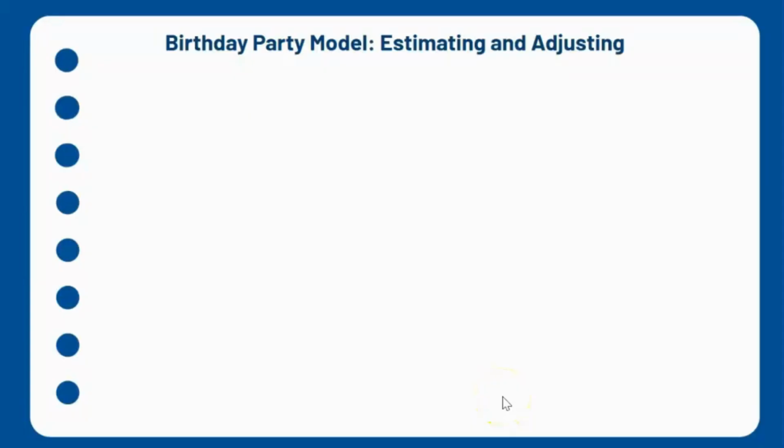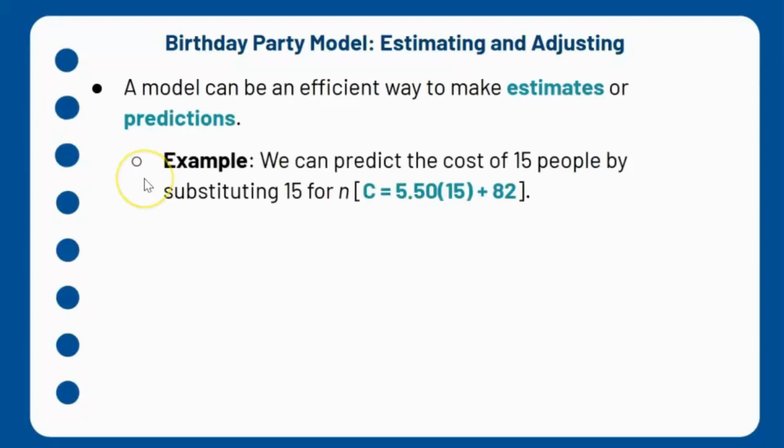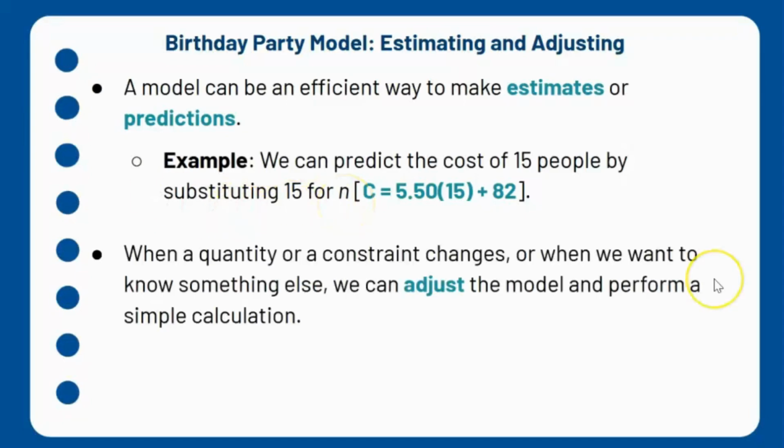We can continue using the birthday party model from the previous slide to see how we can efficiently make estimates and adjustments. A model can be an efficient way to make an estimate or prediction. For example, by writing the equation for the birthday party, we can predict approximately how much money we may spend. We can predict the cost of 15 people by substituting 15 for n. When a quantity or a constraint changes, or when we want to know something else, we can adjust the model and perform a simple calculation.